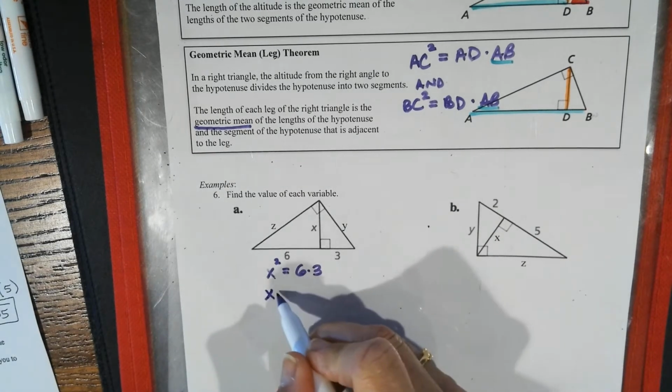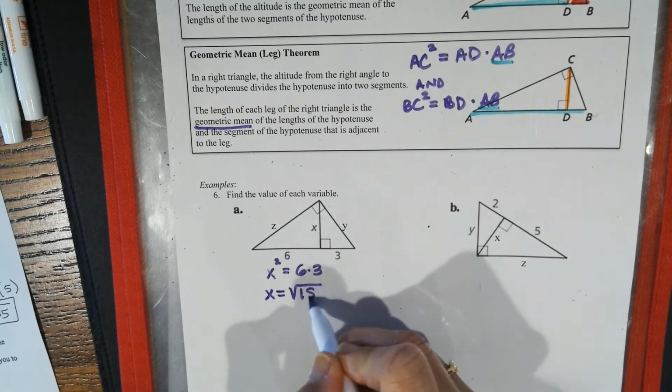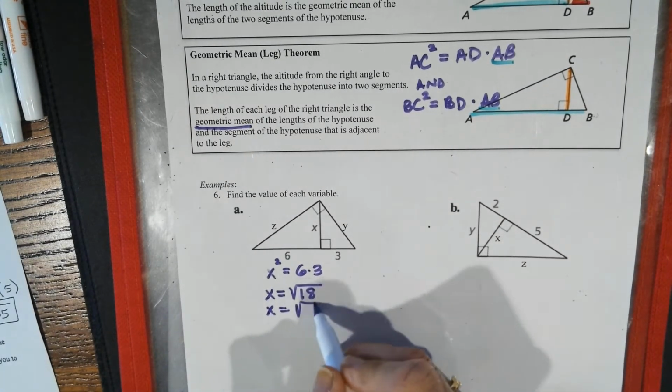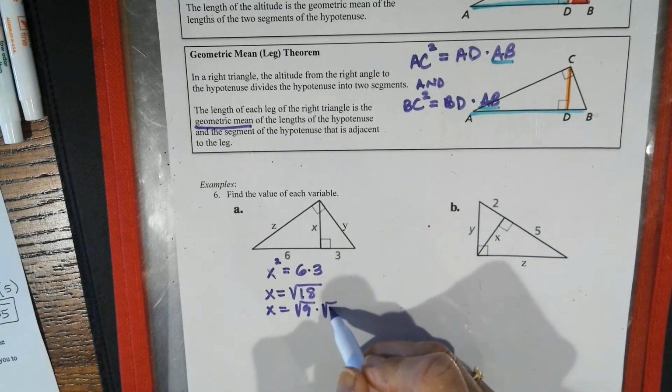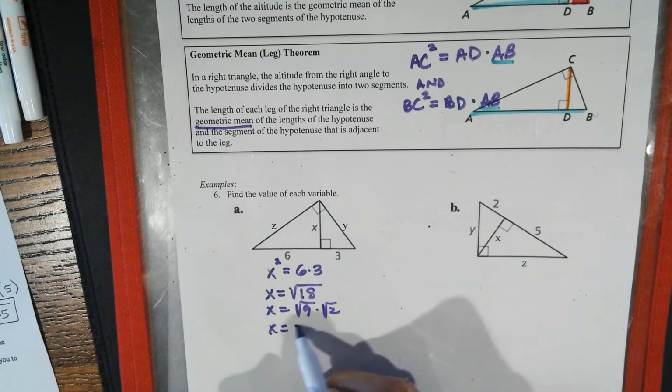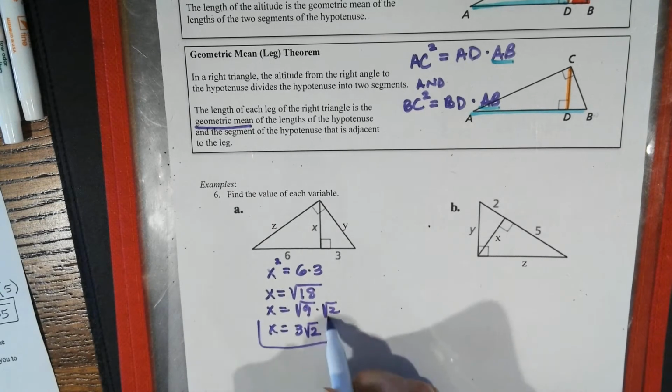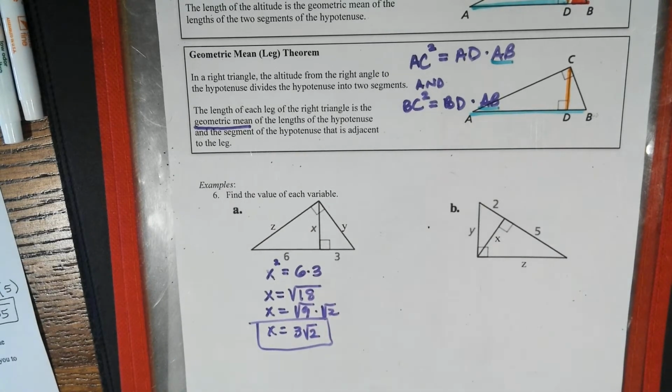So then you just do the square root of 18, which is 9 times 2. And so that's 3 root 2. Bam. That's how you use it. Isn't that so much easier? I just think it's amazing. Amazingly easier. Okay, we're going to continue because there's a little bit more.